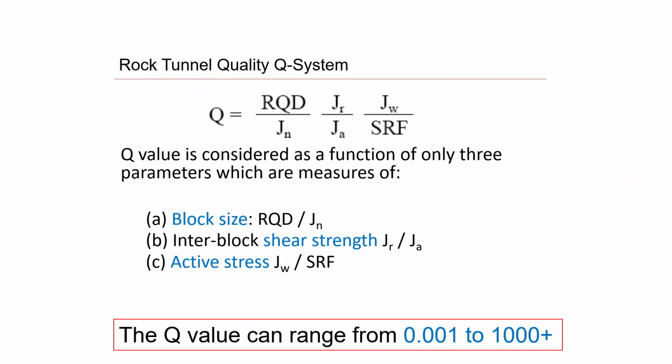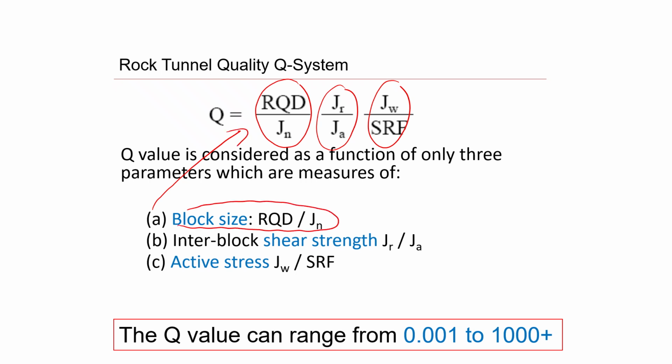Now let's go to the next slide. It's just a little bit of extra information. We can separate these parameters into three different blocks. The first block characterizes the block size of the rock mass. The second parameter shows the shear strength between the joints. The third parameter is more about stresses. You will see that we have water pressure there and the stress reduction factor.